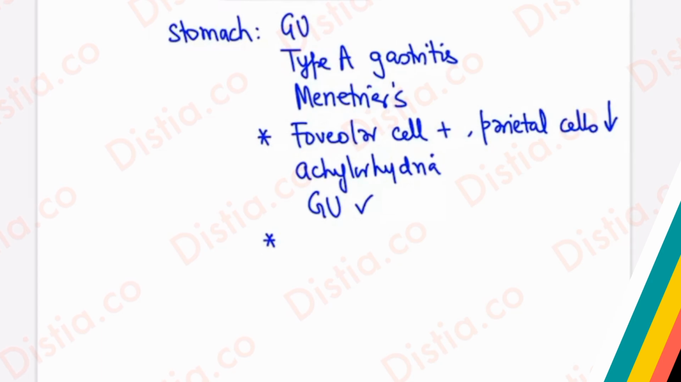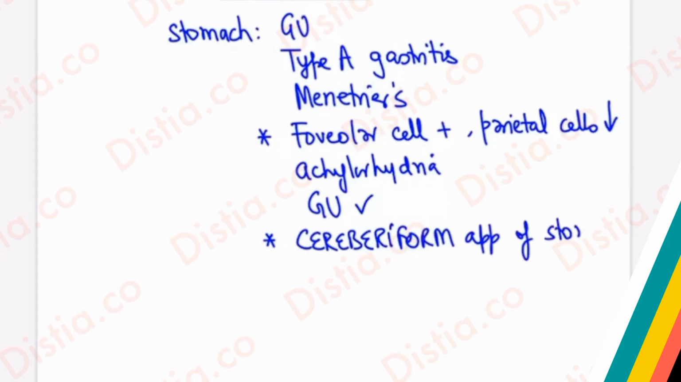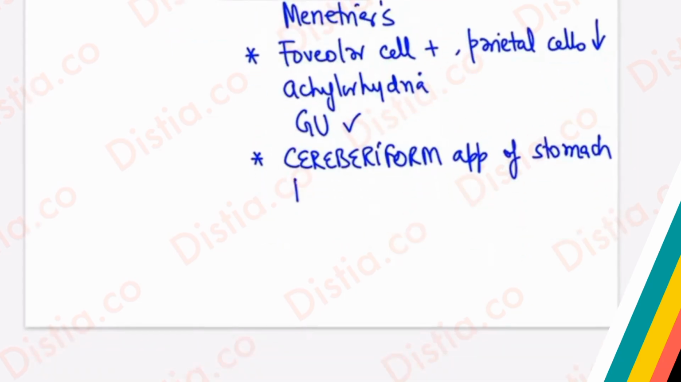The second feature is from pathology. The stomach rugosities in this condition will become really big. In fact, the rugosities of the stomach might become so big that they might actually look like gyri and sulci of the brain. So the term that is used lots of time in MCQs would be cerebelliform appearance. Mark my words there. Cerebelliform appearance of stomach mucosa.